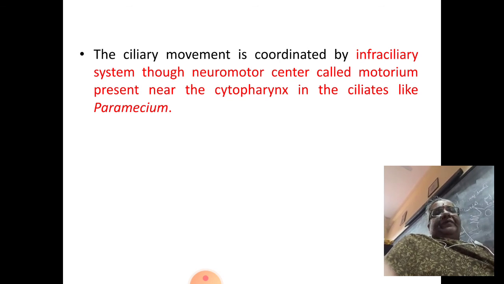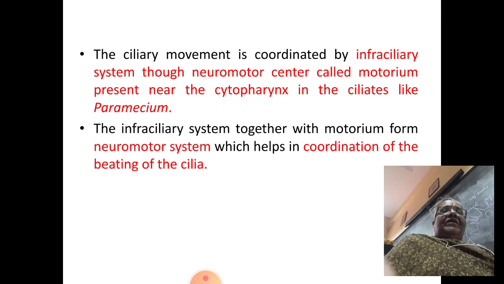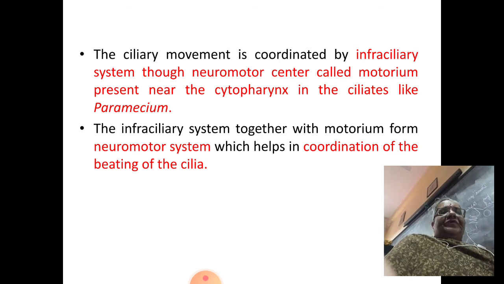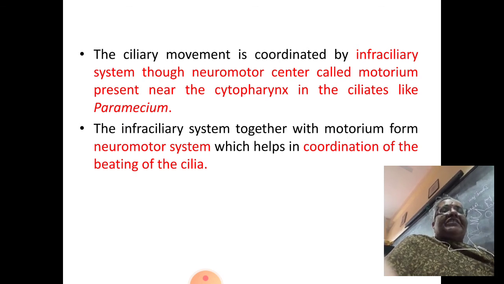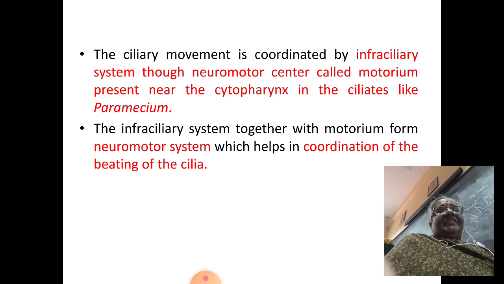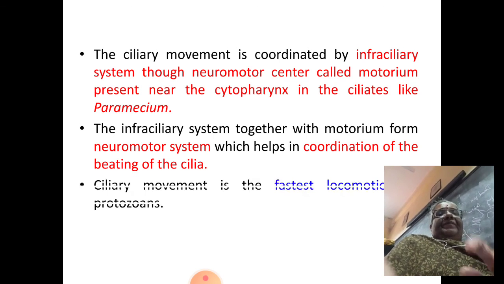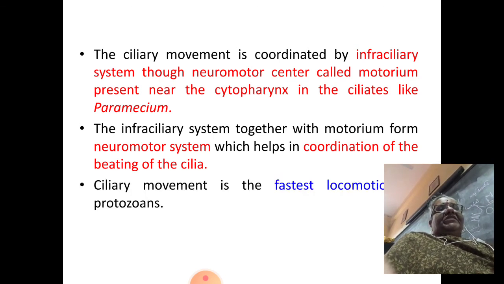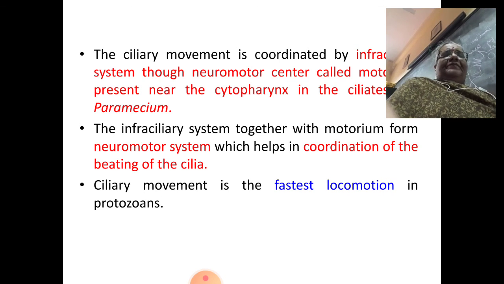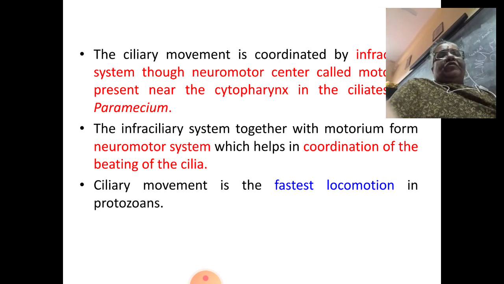ciliary movement. The infraciliary system together with motorium form what is known as neuromotor system. Neuromotor system, and its main function is coordination of the beating of cilia. Ciliary movement is the fastest locomotion that you see in protozoans.